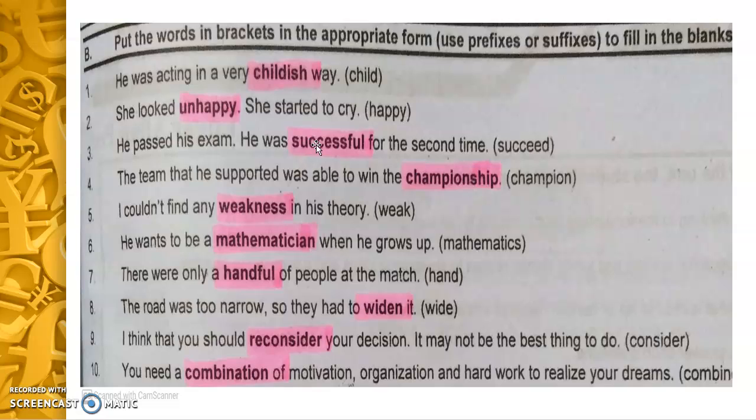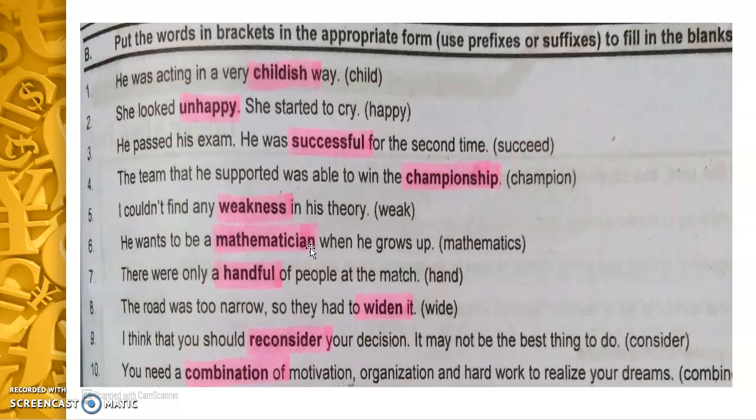He passed his exam. He was successful for the second time. So here succeed has been changed into successful. The team that he supported was able to win the championship. So champion is being changed into a noun, championship. I couldn't find any weakness in his theory. NESS, whenever you use NESS with something, it becomes a noun.